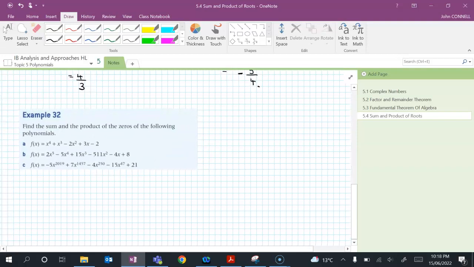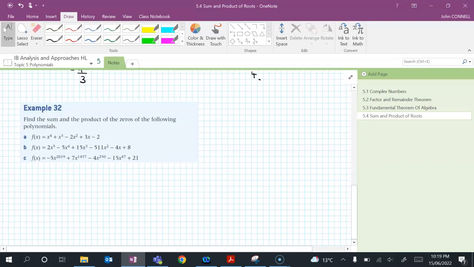Now, second example, find the sum and the product of the zeros of the following polynomials. Okay. Now, first of all, we've got a quartic. x to the 4, I'm going to write it with its coefficients. So 1x^4 plus 1x^3, take 2x^2 plus 3x, take 2. For the sum, it'll be this one and this one. Those are the only two that we're worried about. So the sum will be minus 1 from the x cubed term on 1. So it'll just be minus 1.